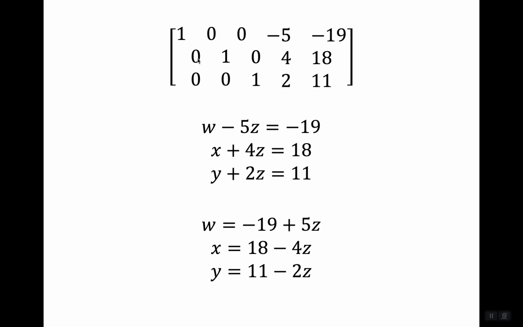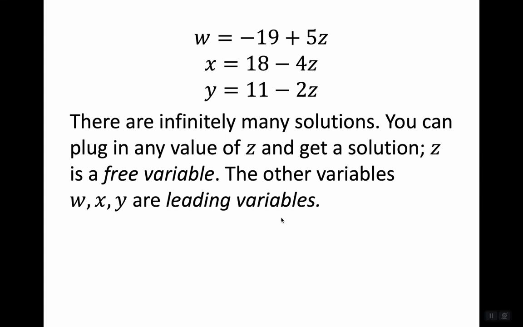So now we can see what the solution looks like: w - 5z = -19, x + 4z = 18, y + 2z = 11. What we usually do at this stage is get the leading variables on one side of the equation and everything else, including constants and free variables, on the other side. You'll see that vocabulary in a moment. There are infinitely many solutions. You can plug in any value of z and get a solution. z is called a free variable. The other variables, w, x, and y, are leading variables.